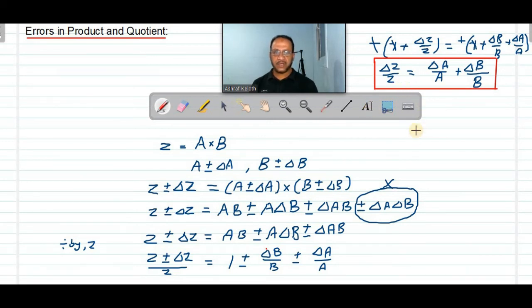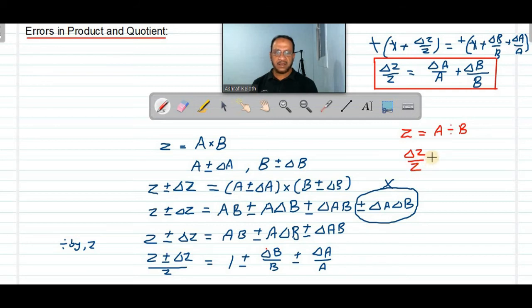Okay. Got the point? Now, the same way we can prove that, suppose we have a physical quantity Z equal to A divided by B. A divided by B is the quantity. If you follow the same procedure, the same method, the final equation will be the same like this. No need to explain it again. The final equation will be delta Z by Z.